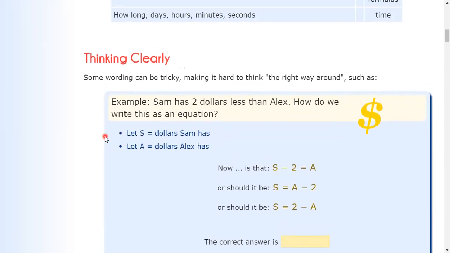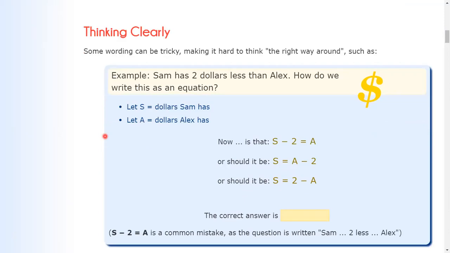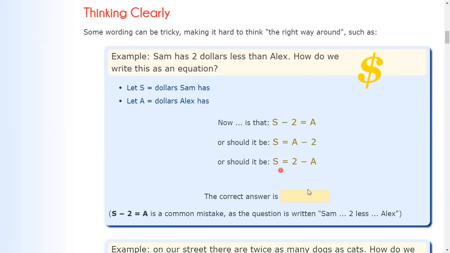It's asking how it should be written. Let S be the dollars Sam has. The statement is: Sam has $2 less, so it's A minus 2 equals S. The correct answer is A minus 2. Can you see this?